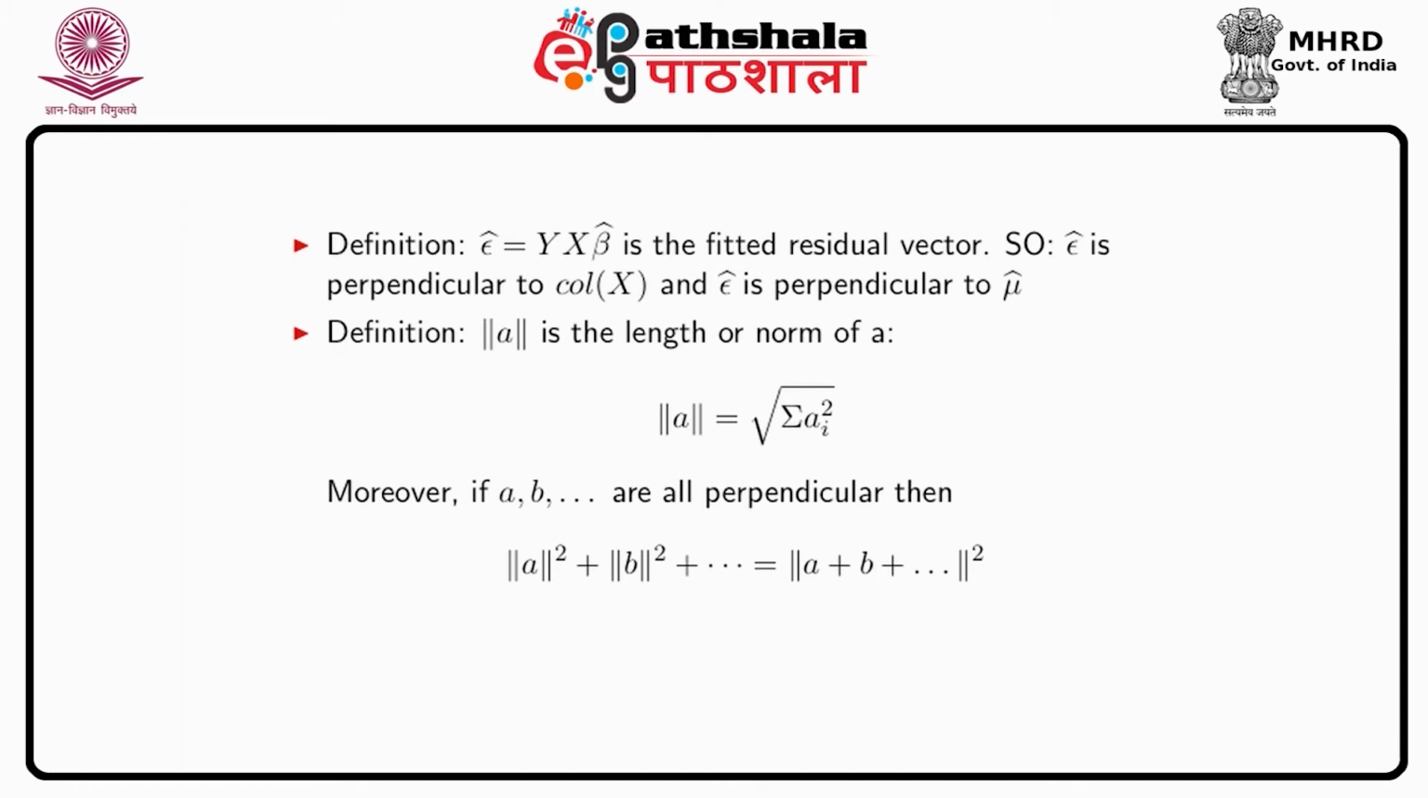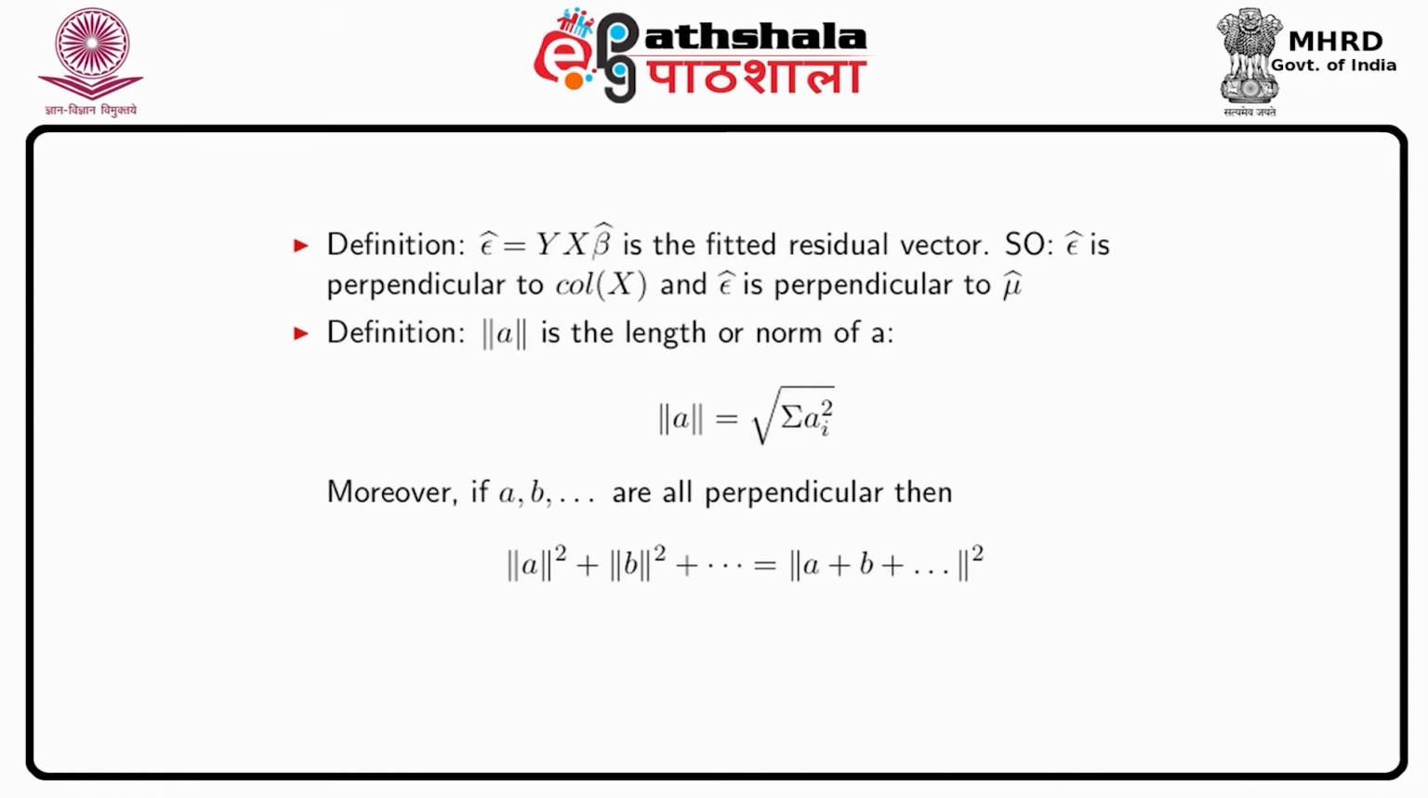Now, a very important and very common definition is that of the residuals, or the epsilon term, which appears in most of the linear models. So epsilon hat, which is the estimated error or residual, equals y minus x beta hat, the fitted residual vector. So epsilon hat is orthogonal to the column vectors of x, and epsilon hat is orthogonal to the estimated values of y.